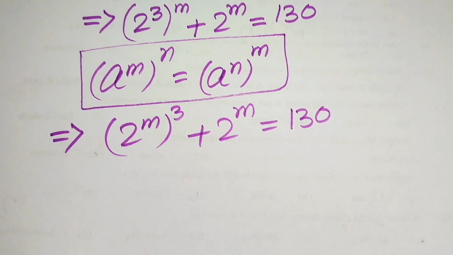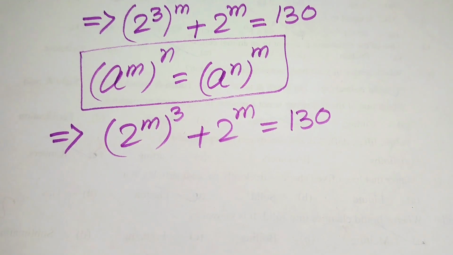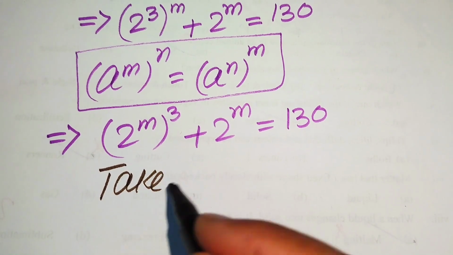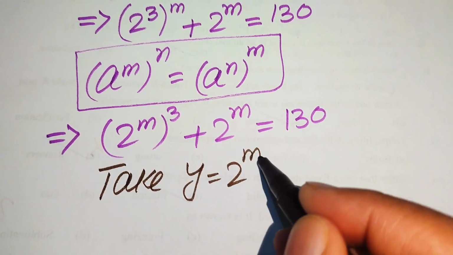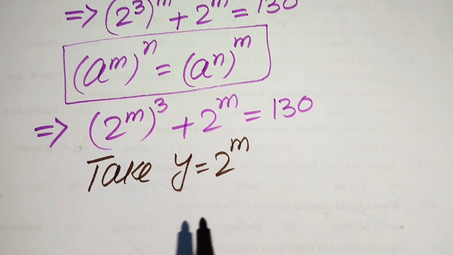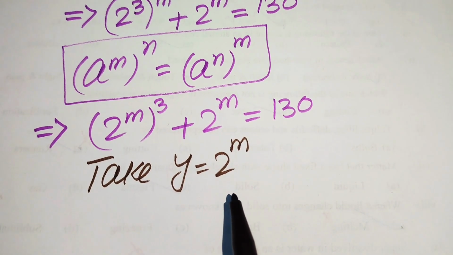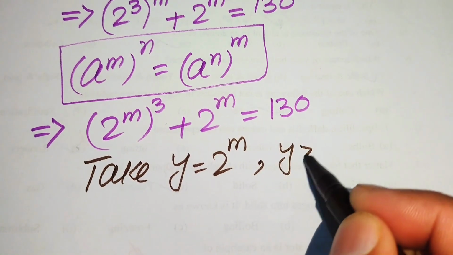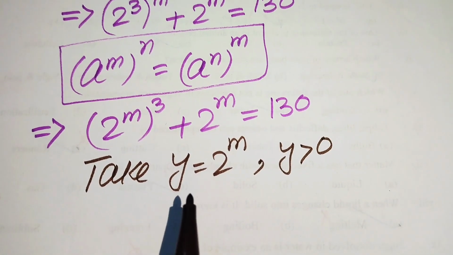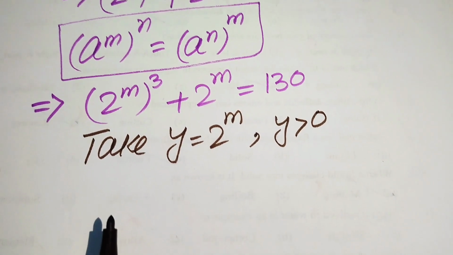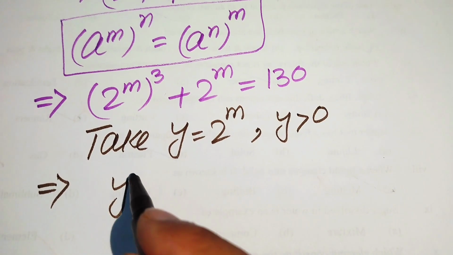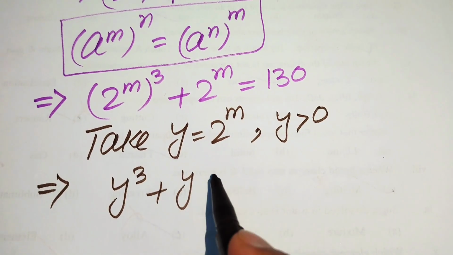In the next step we take 2 to the power of m equals y. Since 2 to the power of m is an exponential function, it cannot be 0 or negative, so y is always greater than 0, and we cannot choose a negative value of y. Substituting y, the above equation is written in cubic form: y cubed plus y equals 130.